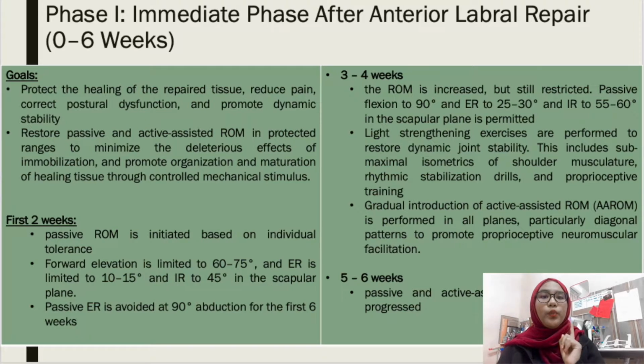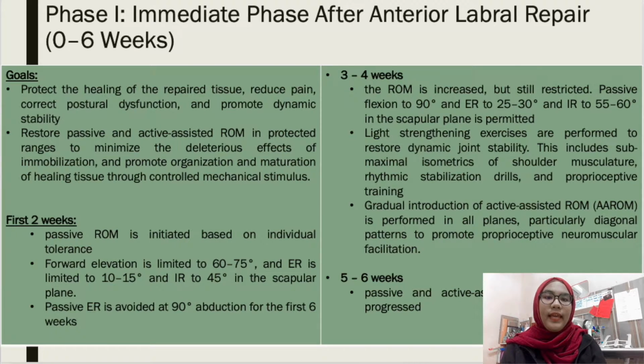In phase 1, which is the immediate phase after the labral repair that takes 0 to 6 weeks, the goals are to protect the healing tissue, reduce pain, correct the postural dysfunction, and promote dynamic stability. In this phase, they will also restore the passive and active assisted ROM, to minimize the effect of immobilization. In the first 2 weeks, the passive ROM is initiated.